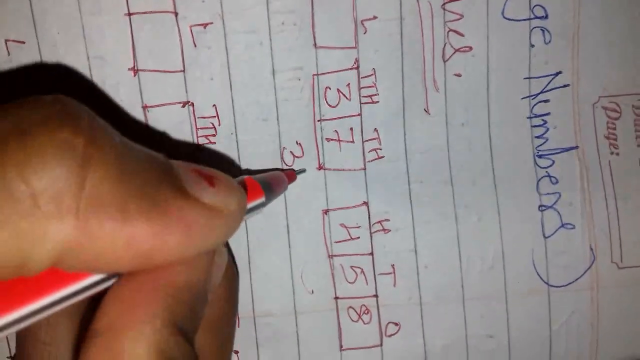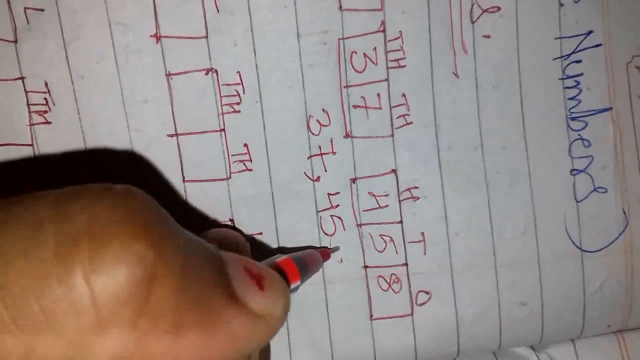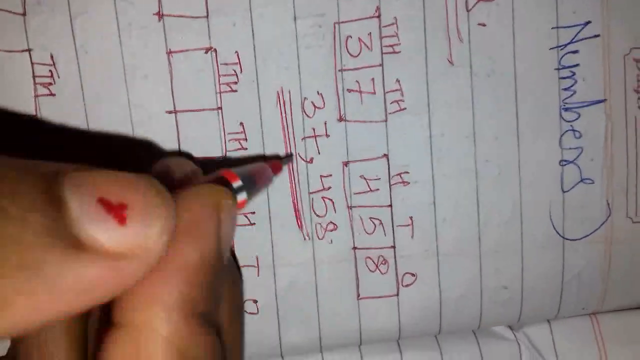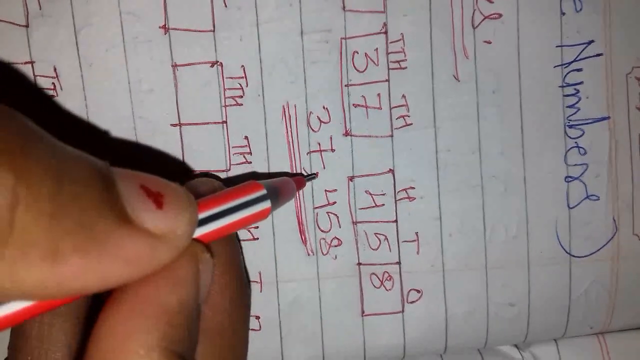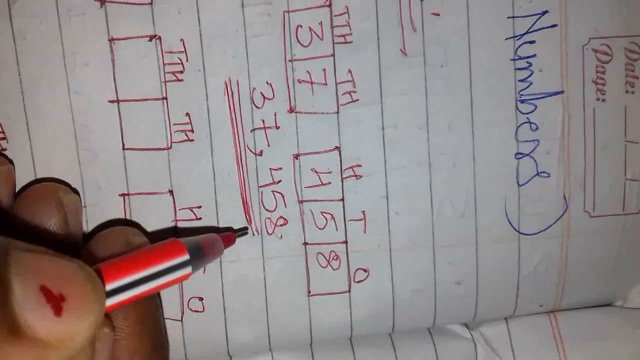So how will we write this number in figure? 37,000 comma 458. This is in figure. After ones period we put a comma for the next period. 37,458.